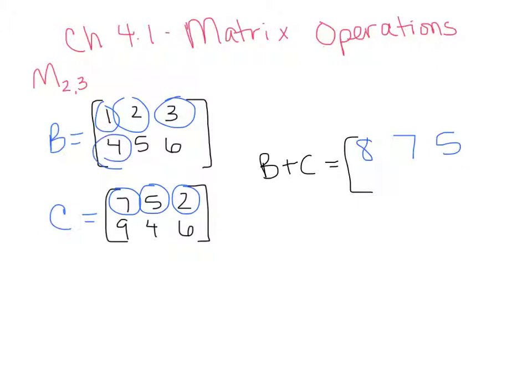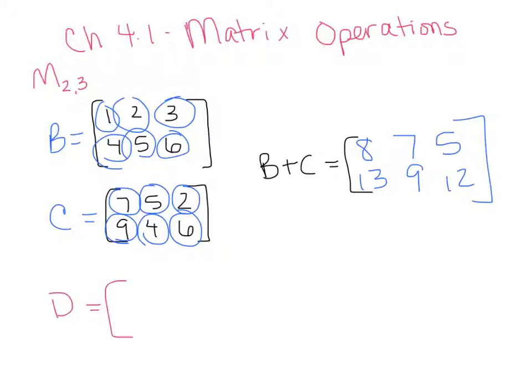And then the second row, first column, 4 plus 9 is 13. Then we have 9 and 12. And that would be B plus C. So let's say that we have a matrix D that's 2, 3, 4, 5. Could I add C plus D together? So the answer is no, because they don't have all those entries that line up.